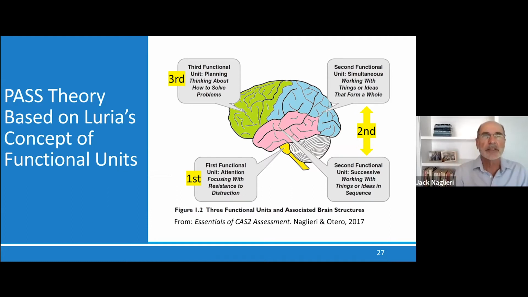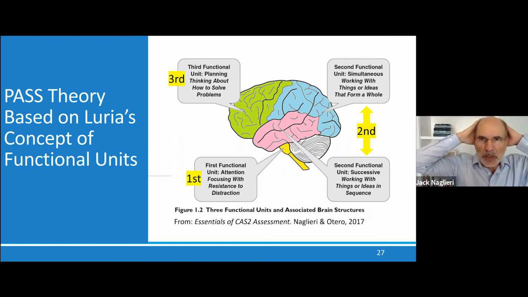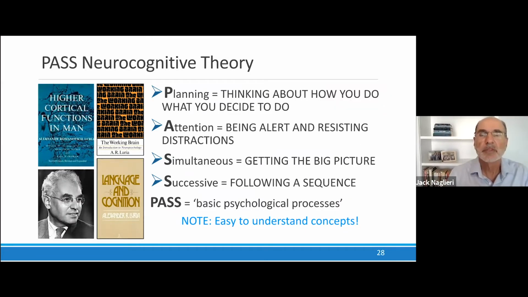So what did we do? We built our test on a conceptualization of brain function that Luria described as three functional units. The first functional unit is for cortical arousal and attention. That's in the base of your brain. The second functional unit has two components: simultaneous processing for the back part of your brain, which I've already talked about, and successive processing, the temporal part of the brain. So you've got brainstem, occipital-parietal, temporal, and the third functional unit, prefrontal, frontal lobes.